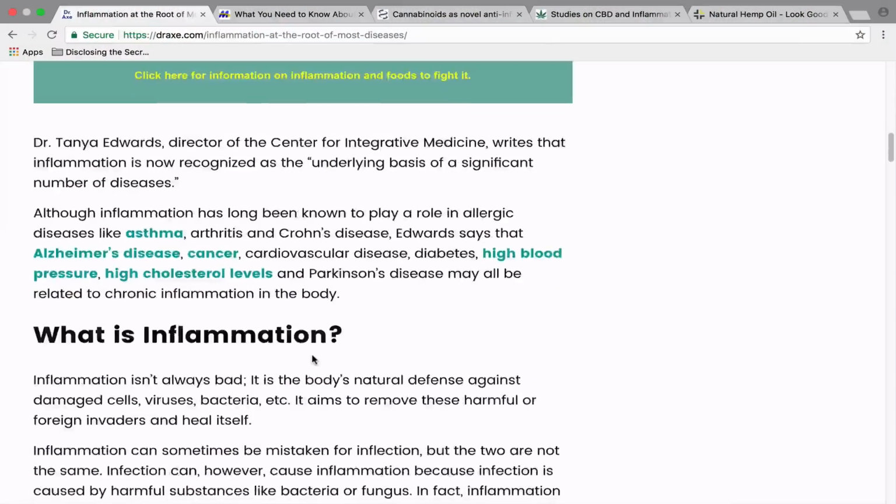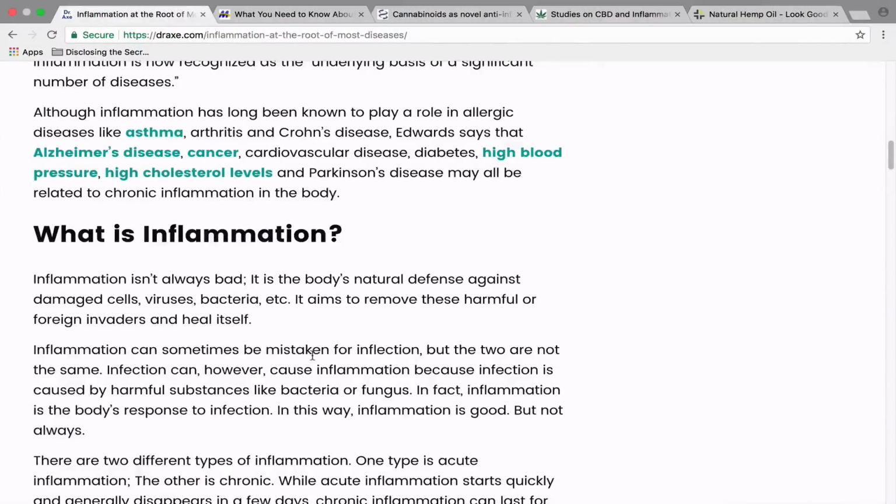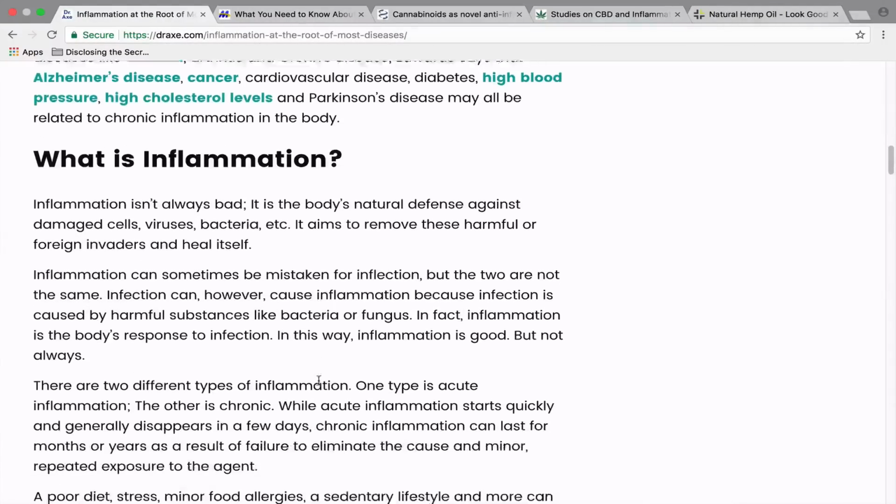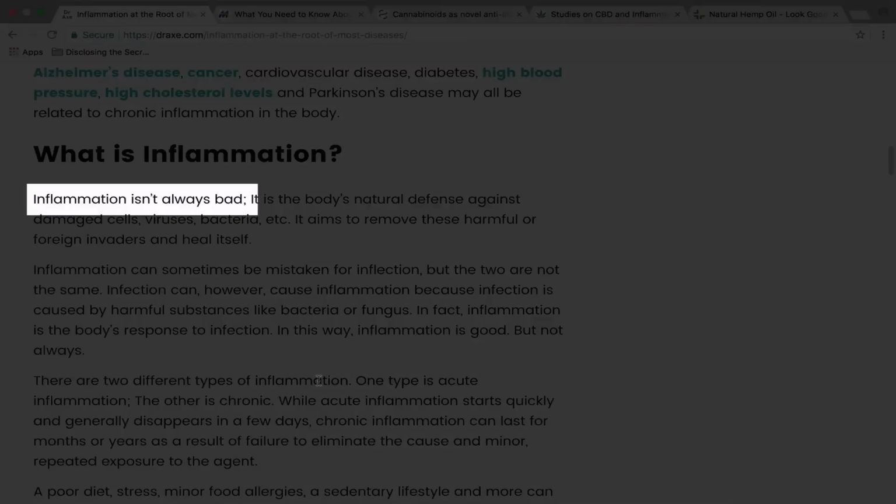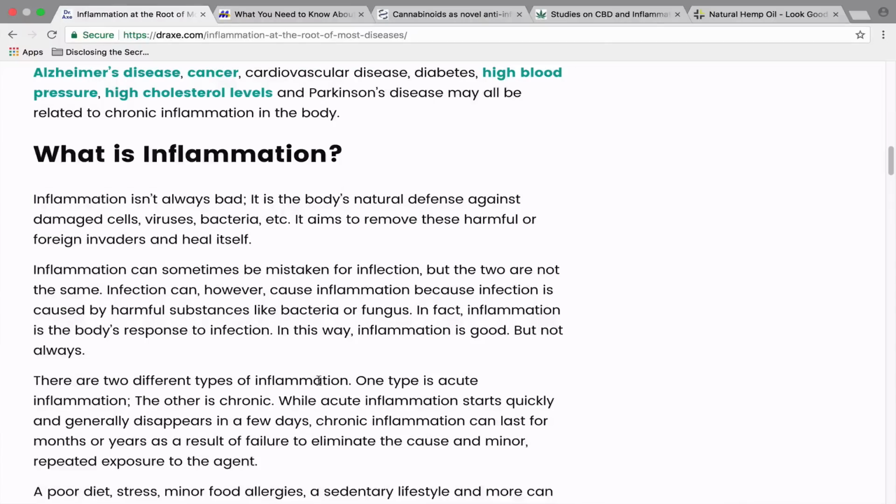Now, this article goes on to discuss what is inflammation. So let's talk about that, because inflammation, the idea of it's always thrown out there, it's always talked about, but it's never specified. So let's actually specify here. Inflammation isn't always bad. It's the body's natural defense against damaged cells, viruses, etc., and it aims to remove these harmful or foreign invaders and heals itself.